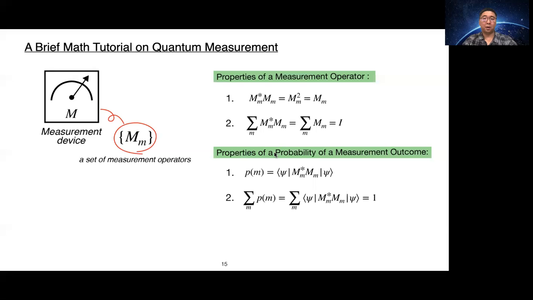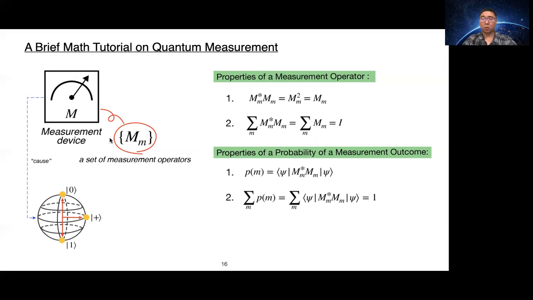As we know, the quantum measurement device produces a measurement outcome probabilistically. Then how can it compute the probability of measurement outcome P of M? The P of M is a projection of the measurement operator on the quantum state times its conjugate transpose. Also, we should know that the sum of all probabilities of measurement outcomes is 1.